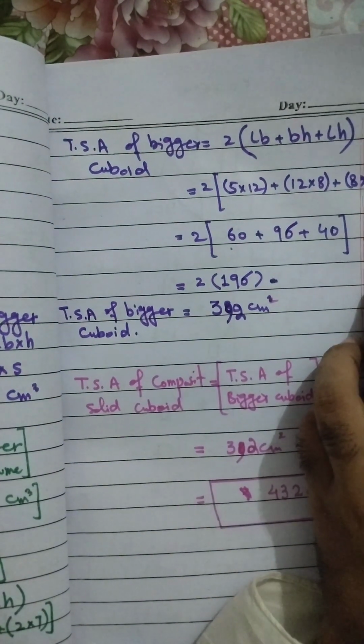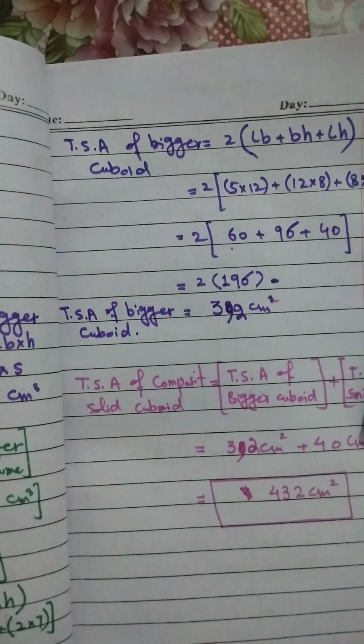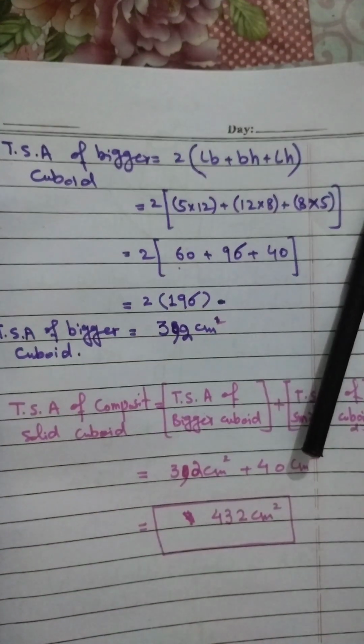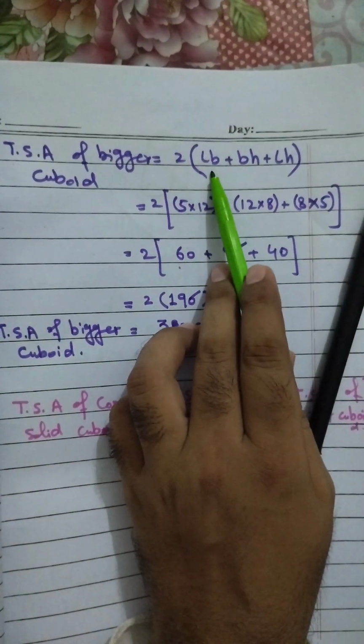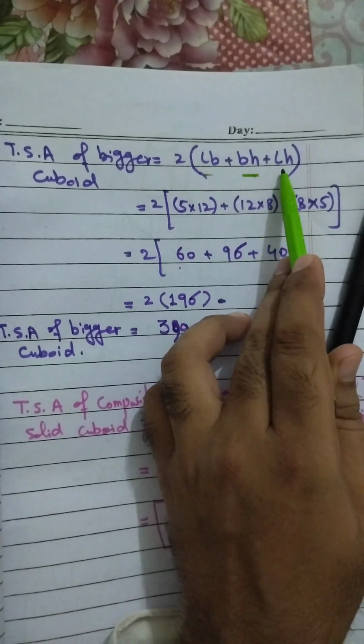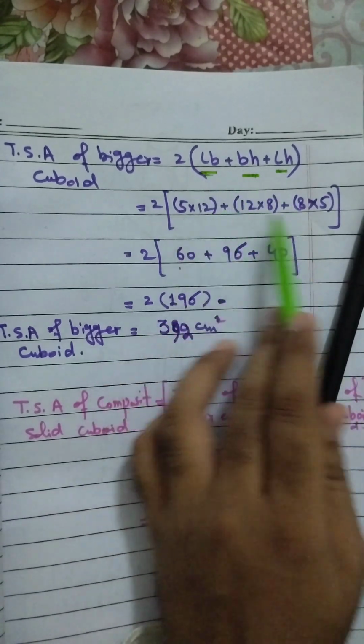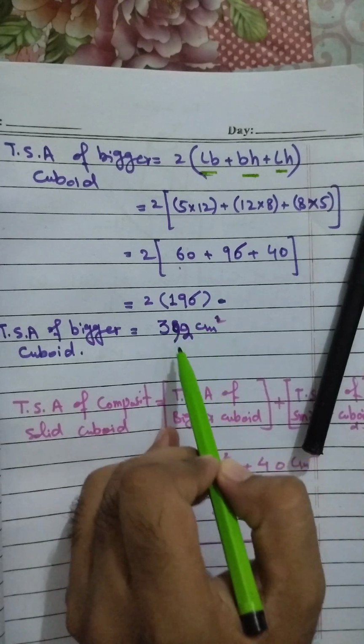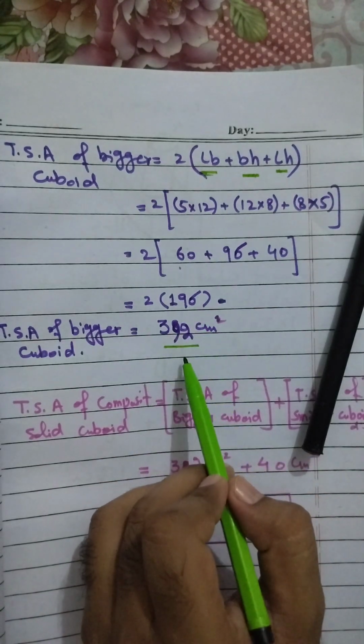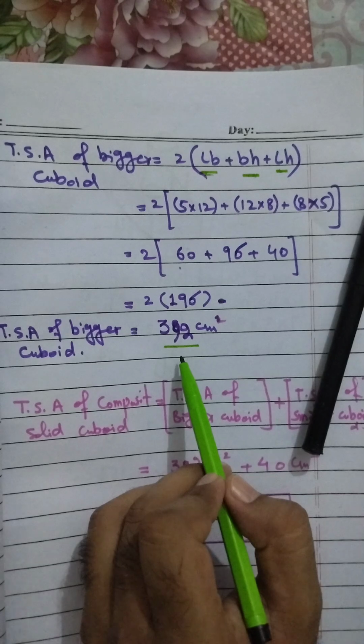When we talk about the surface area of the bigger cuboid, again we use the formula: length into breadth, breadth into height, and length into height. Then we put the values here, and we got the bigger cuboid's total surface area.